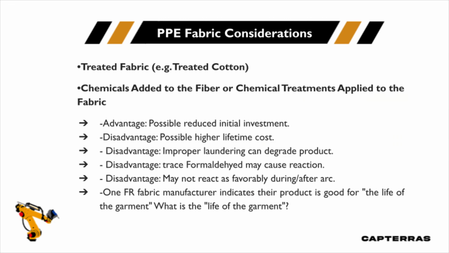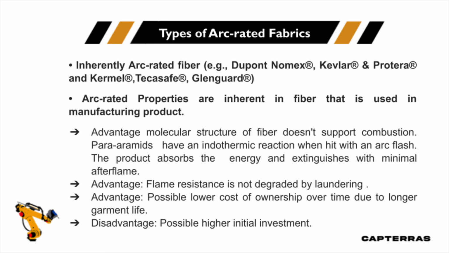So there are different types of fabrics. Again, very important that you pay attention. Treated cotton, again, I would watch that carefully. If you don't launder that product properly, you can degrade the product, and I would look at the life of that garment. In other words, how many launderings will that garment sustain? One fabric manufacturer indicates their product is good for the life of the garment. Well, tell me what the life of the garment is, how many launderings, and track those launderings if you have a specific time frame that you're looking at. In other words, it may say it's good for 60 or 70 or 80 launderings, then track that and make sure folks are tracking that. Okay, so there's treated cotton.